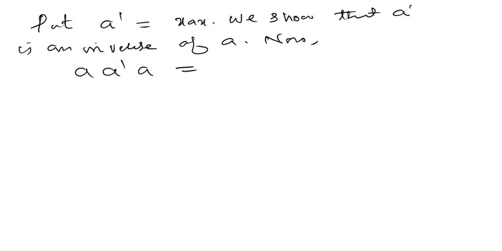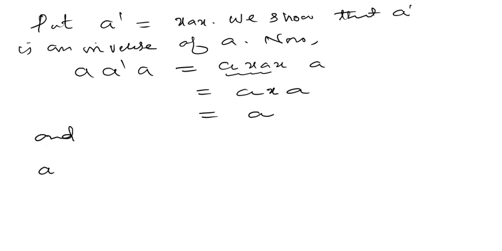Let's first simplify this one. A prime A, क्या ये A के बराबर है? What's A prime? It's XAX then A, but this one AXA is equal to A, then we have XA, again AXA is equal to A. And A prime A prime ये A prime के बराबर आना चाहिए. What's A prime? It's XAX, then we have A, then we have XAX.